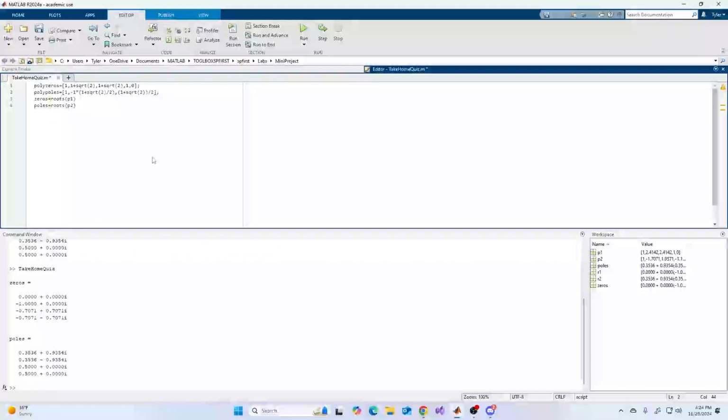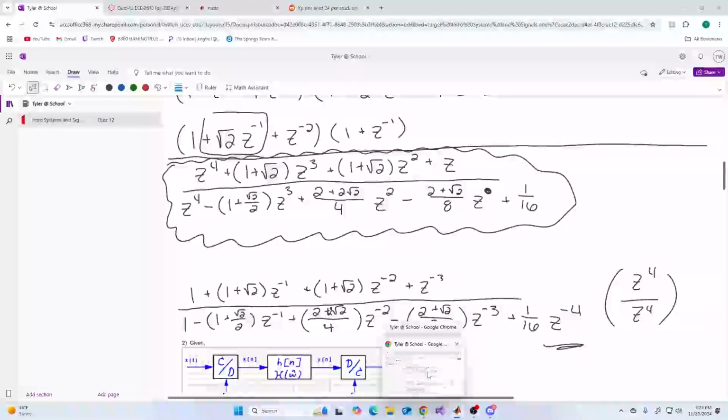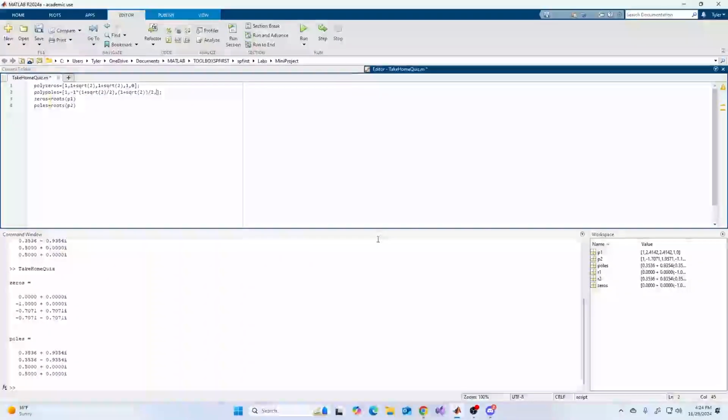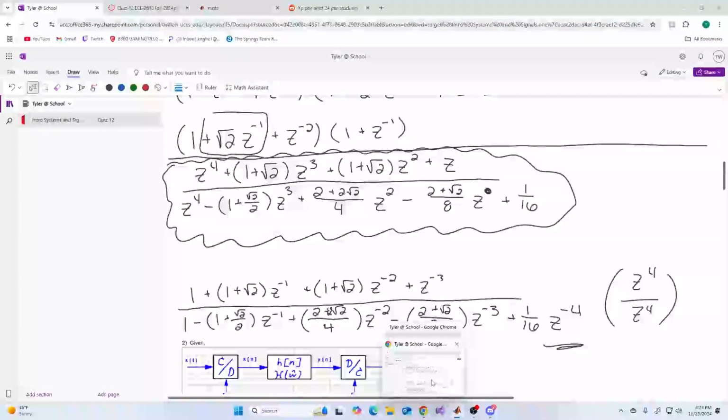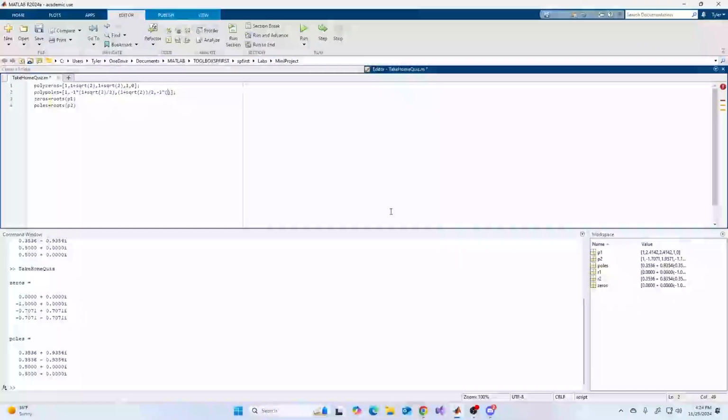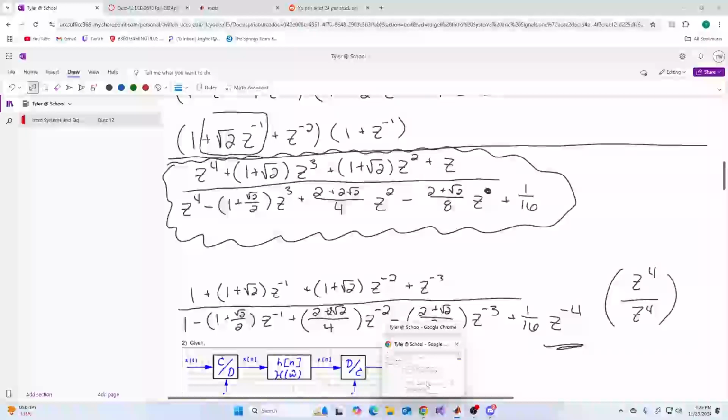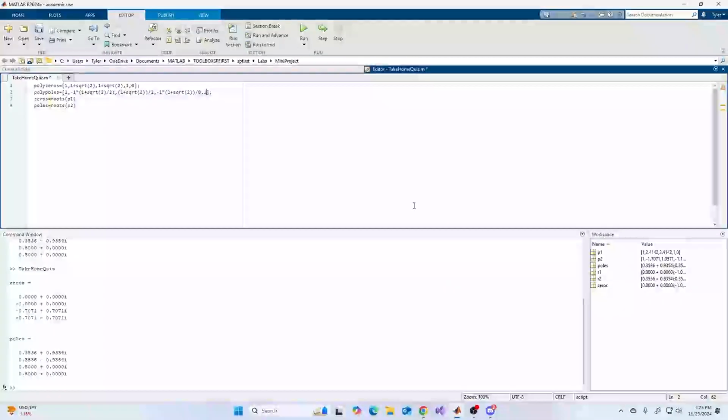Then I have my next one, which is negative. So let's do a -1 times, what do we have here? We have 2 plus square root 2, and then this whole thing is divided by 8. My next one, I have a 1 over 16. 1 divided by 16, and now I'm done.